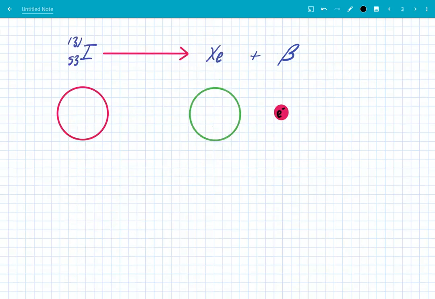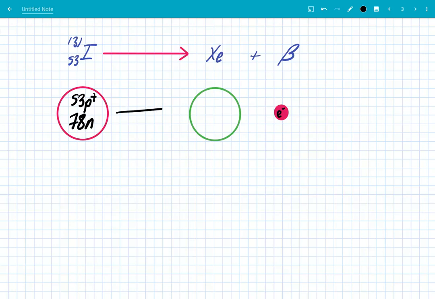Let's have a look at another example. So here we've got iodine 131. It's an unstable isotope of iodine. So let's have a look inside this nucleus. It's got 53 protons because its atomic number is 53. And its number of neutrons is 131, the atomic mass, take away the atomic number of 53, so it has 78 neutrons.